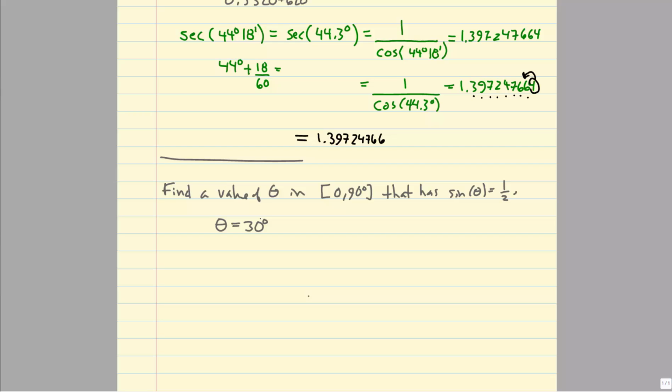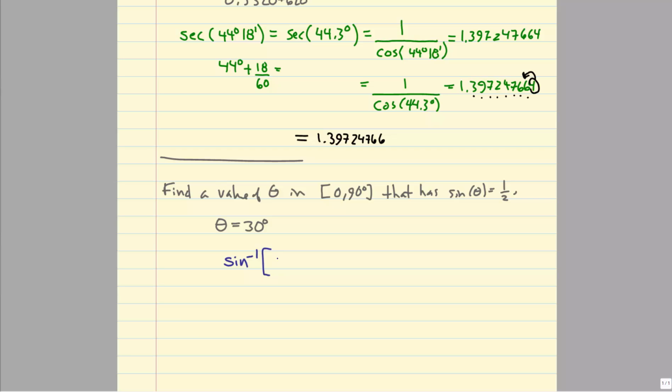Now, what if it was a non-standard angle? It wasn't one of those special angles. Or what if I couldn't remember what it was? Well, our calculator gives us a way to solve these. And the symbol that it gives us to solve these is inverse sine. It kind of means to do the opposite. It means what angle. Okay, so inverse sine means what angle.